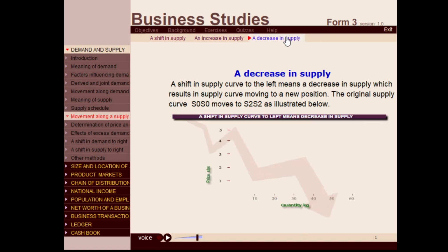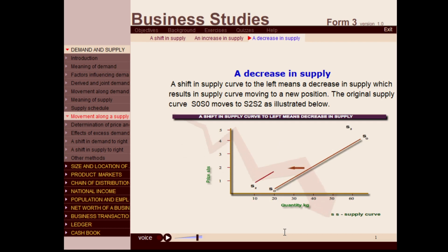A shift in supply curve to the left means a decrease in supply, which results in the supply curve moving to a new position. The original supply curve S0 moves to S2 as illustrated below.